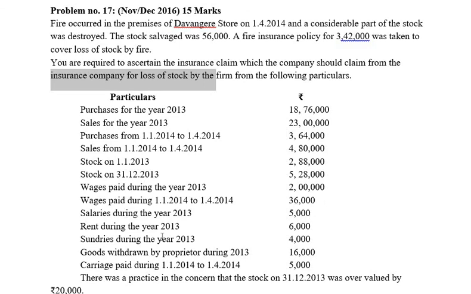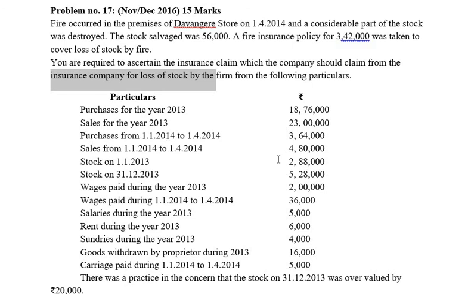Salaries during the year, 5,000. Rent during the year, 6,000. Sundries during the year 2013 is 4,000. Goods withdrawn by the proprietor during the year, 16,000. Carriage paid from 1st Jan 2014 to 1st April 2014, 5,000. There was a practice of the concern: the stock of 31st December 2013 was overvalued by 20,000.